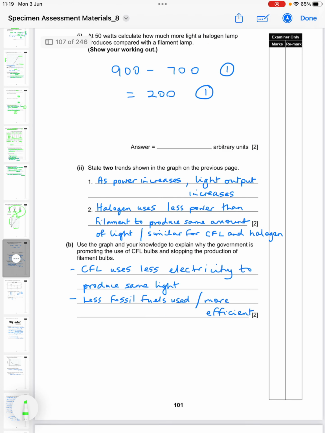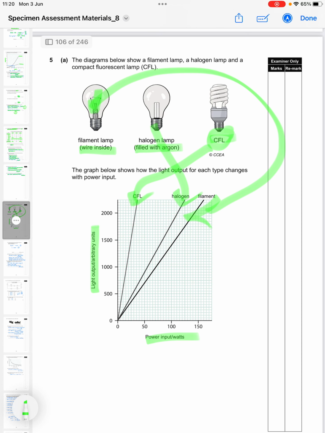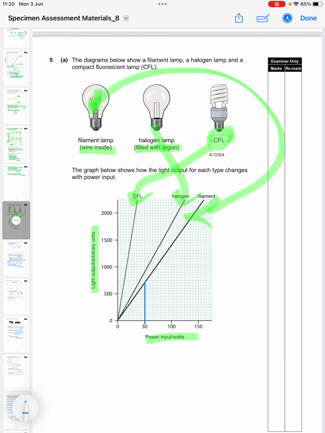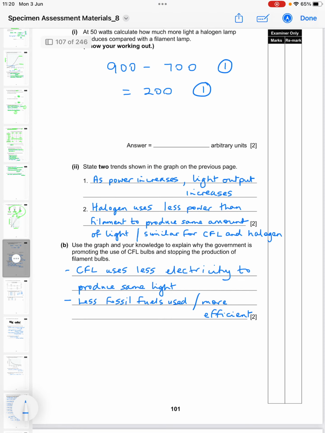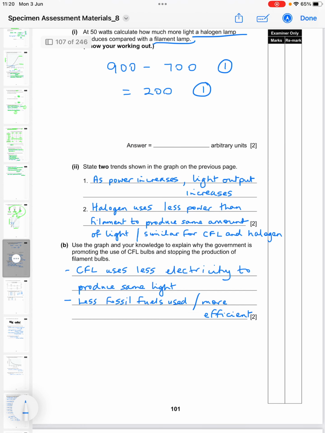The questions then are going to be reading off this graph. So at 50 watts, calculate how much more light a halogen lamp produces compared with a filament lamp. Okay, so we're looking for 50 watts here, and it was comparing a halogen lamp with a filament lamp. So the filament lamp is here, and the halogen lamp is here. And if you read those two off, you'll see I've written them down here.